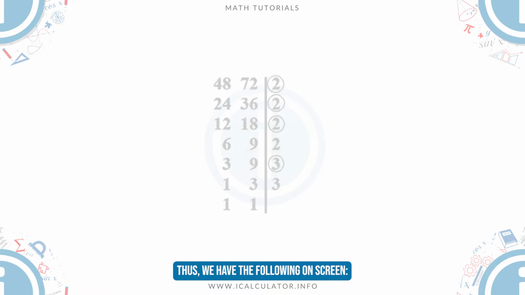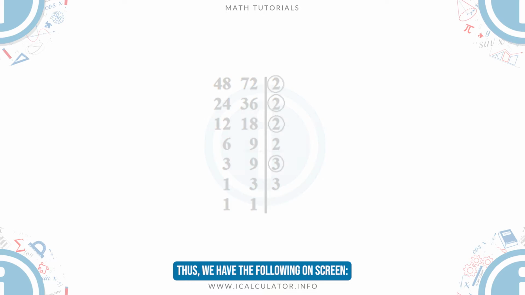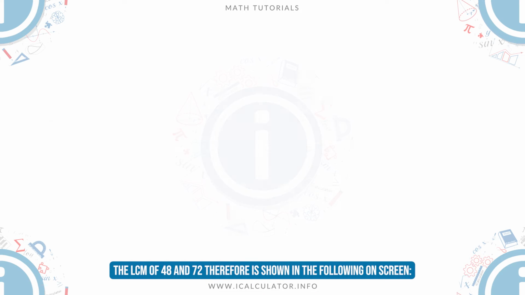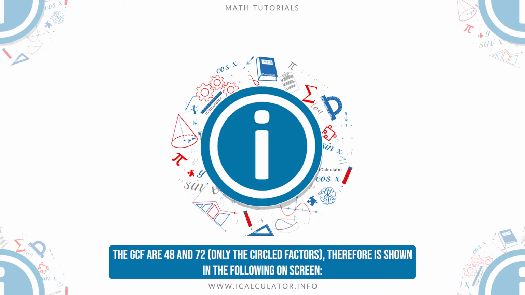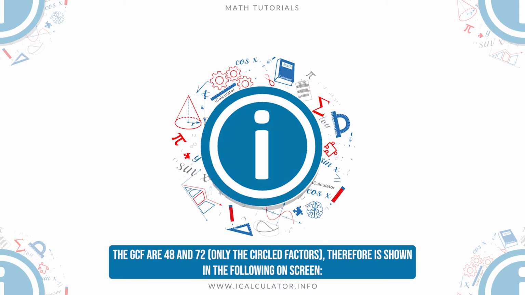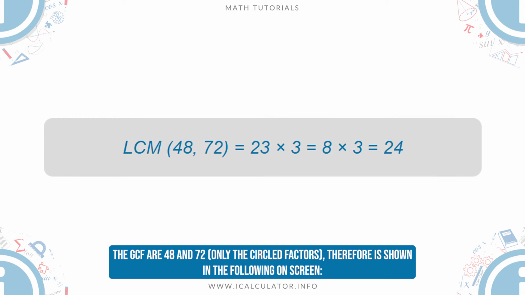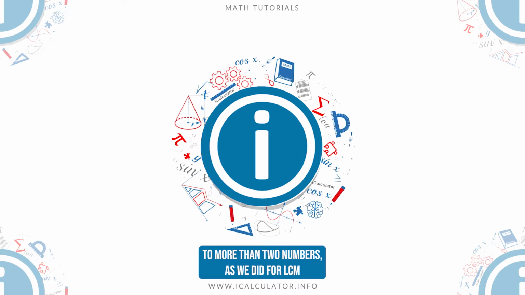Thus, we have the following on screen. The LCM of 48 and 72 therefore is shown in the following on screen. The GCF of 48 and 72, only the circled factors, therefore is shown in the following on screen. We can extend this method to more than two numbers, as we did for LCM.